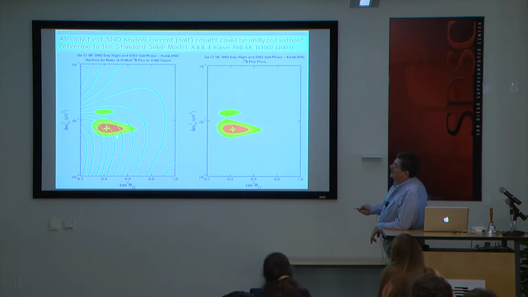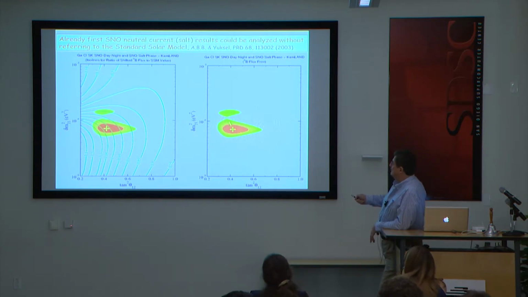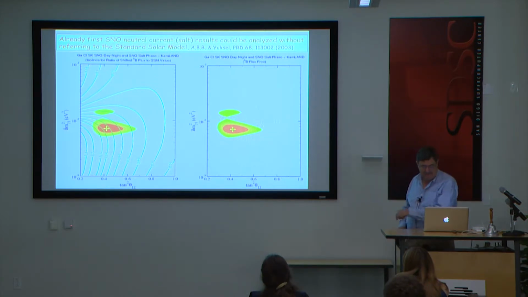So then you don't even need to use the solar model anymore in order to get that. If you let the boron-8 flux free, that is to say, you don't impose the constraint of the solar model, then you get this best fit region quite nicely.